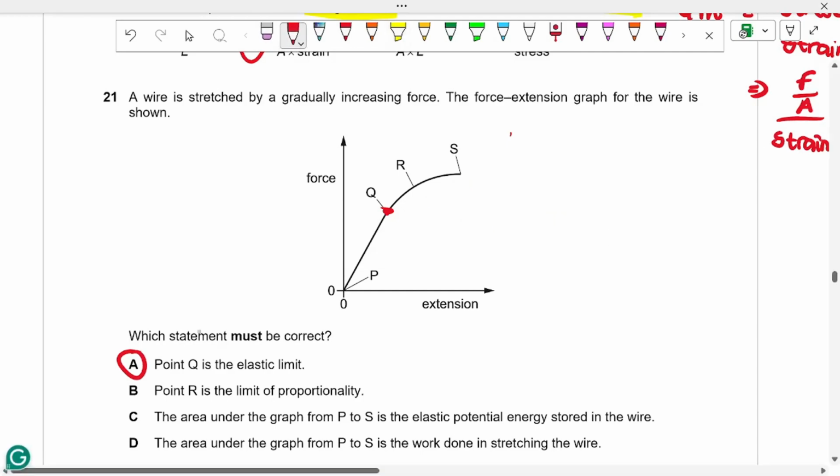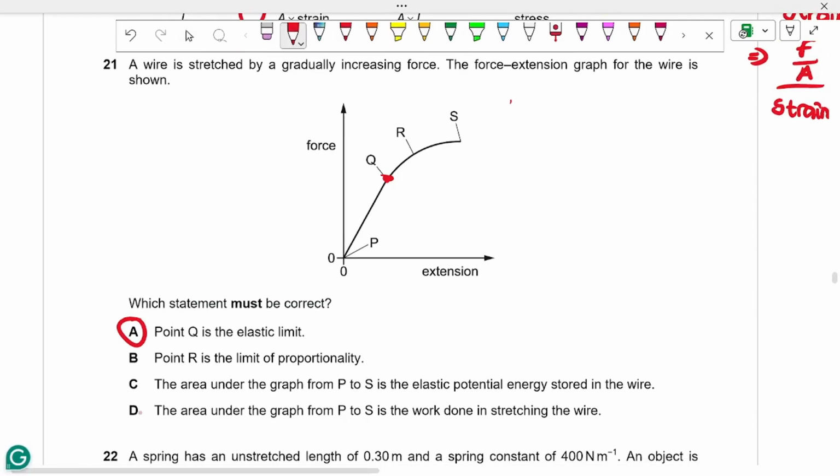But then I should still understand why B, C, and D are wrong, right? For interest's sake. So point R is the limit of proportionality. No, because proportionality ends at Q as well. So that's why B is wrong. For C, the area represents the elastic potential energy stored in the wire. Well, yeah, but elastic potential energy is only stored when the deformation is elastic.